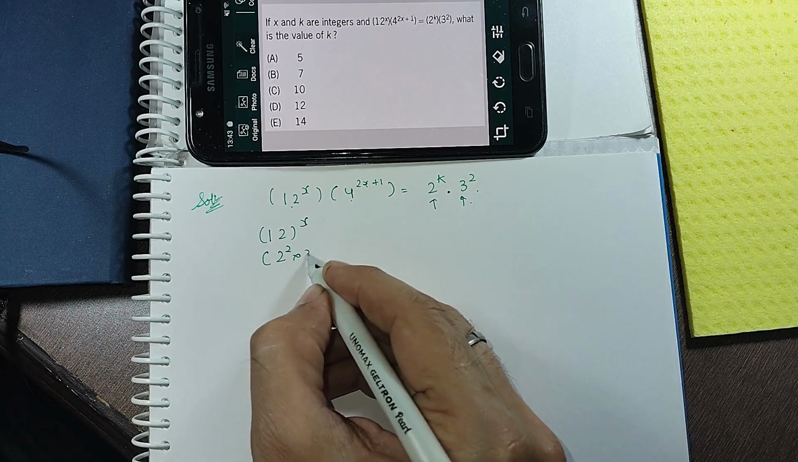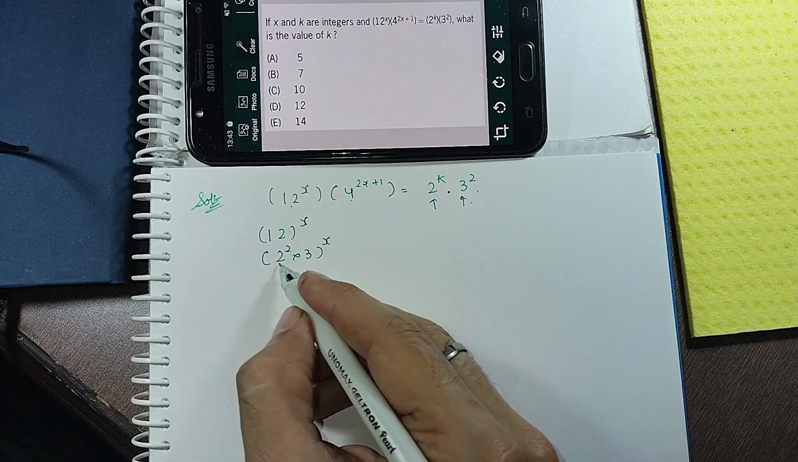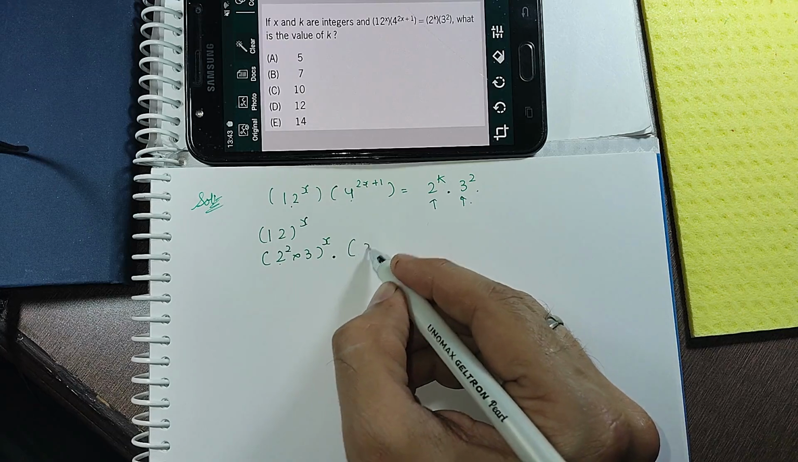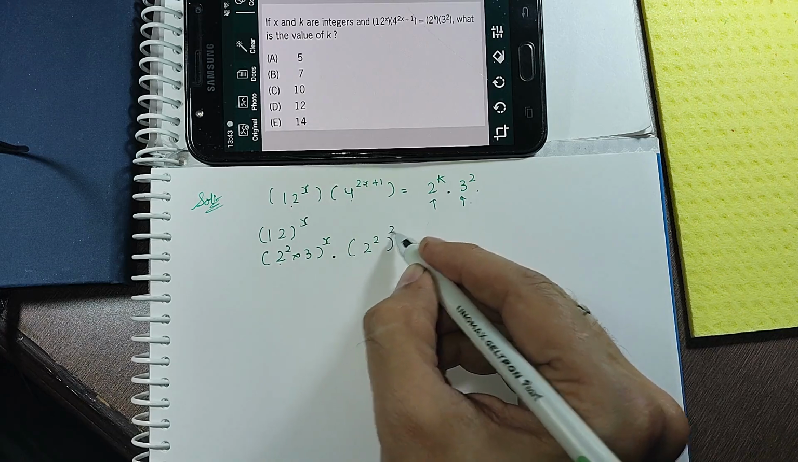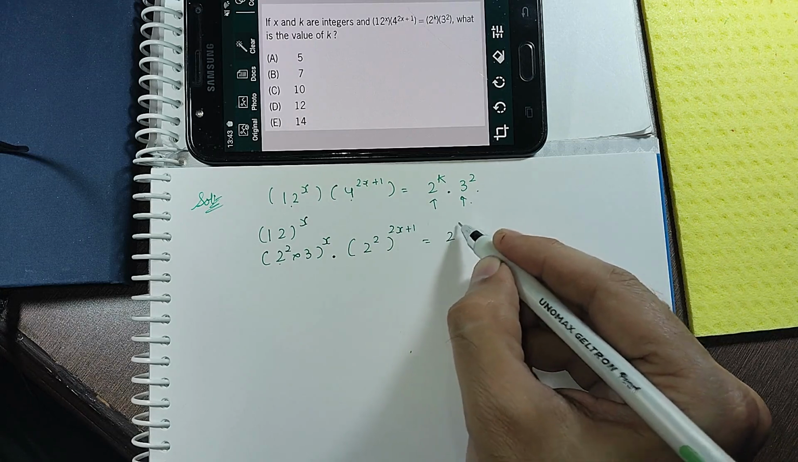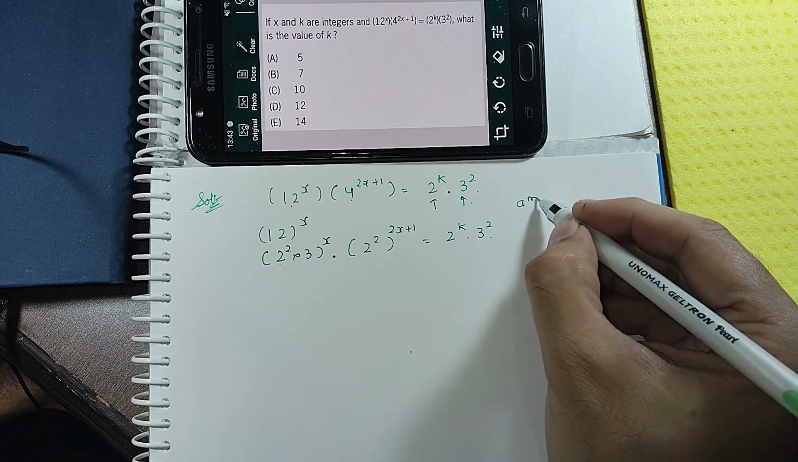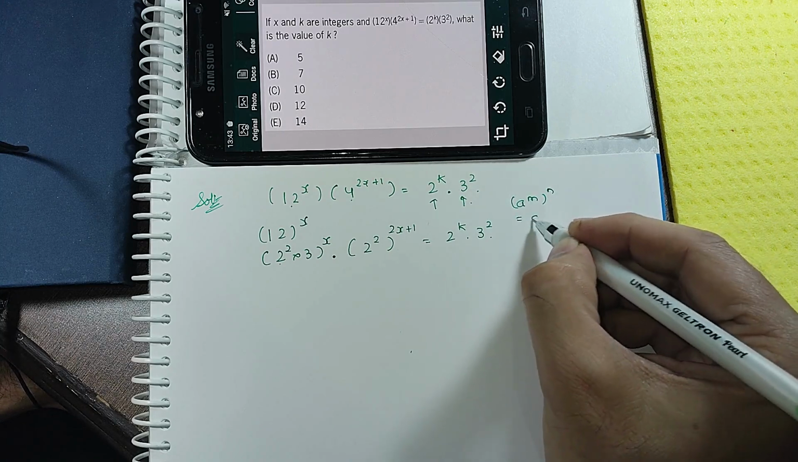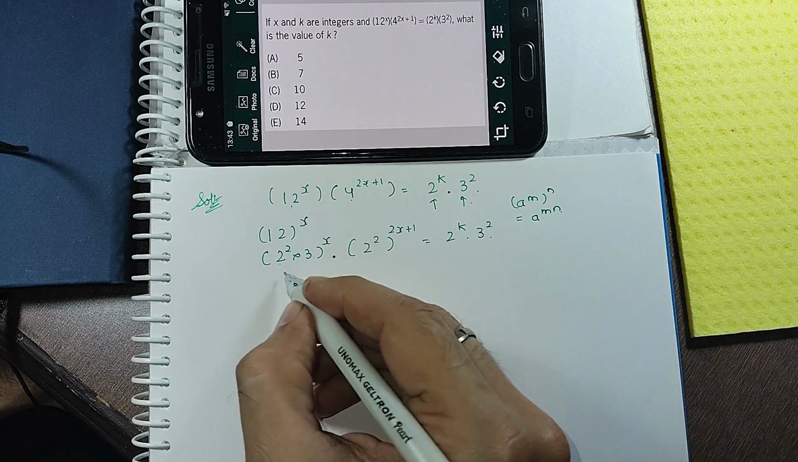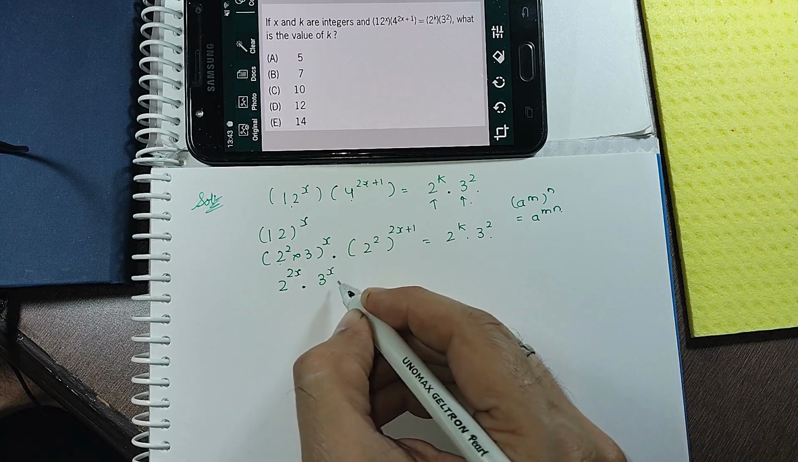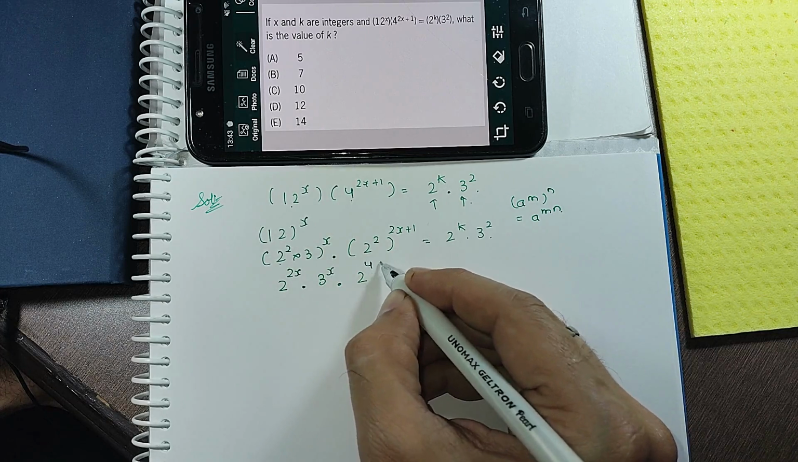2 square into 3, whole raised to power x. So 12 multiplied by 4 can be written as 2 square, whole raised to power 2x plus 1. So basically this is a question of exponents and indices, and I have made a separate video regarding the basic concepts of exponents. Now we know that a raised to power m, raised to power n, is equal to a raised to power mn. So now opening the brackets, I will get 2 raised to power 2x, 3 raised to power x, 2 raised to power 4x plus 2.